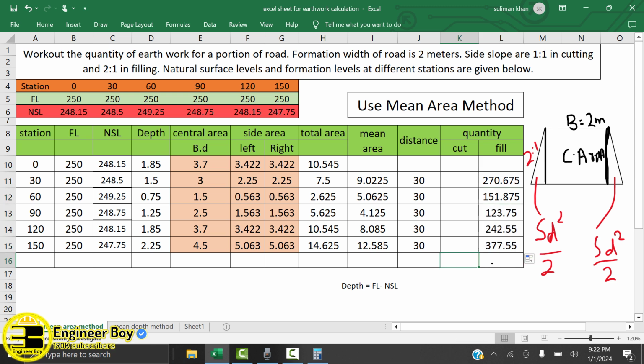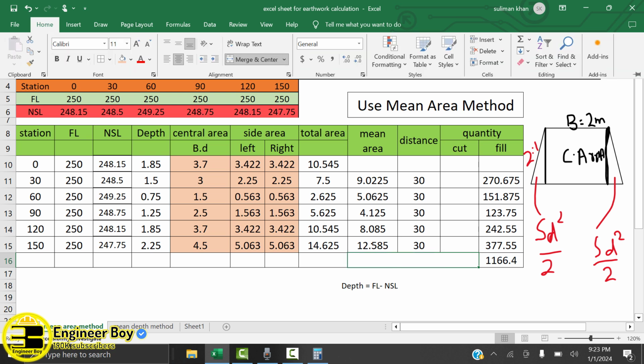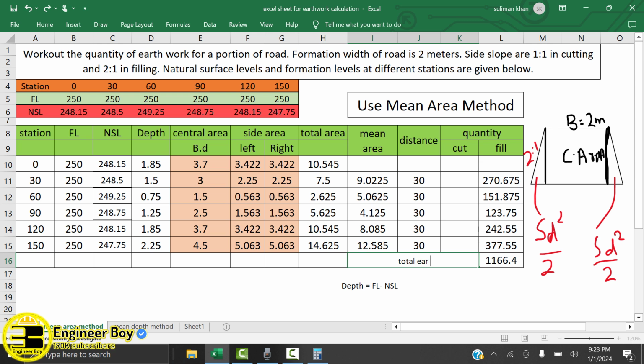Now for the total, select all these with an extra cell below it, and then click on the summation. As you can see, we have 1166. That is the total earthwork, or maybe the filling. You can write that over here: total earthwork, or total filling, for the same embankment, and that's it. This is how we can design an Excel sheet to determine the earthwork using the mean area method.